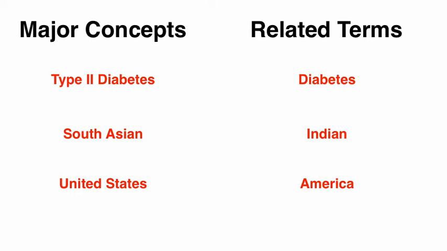Now, United States is a part of the Americas. They're not equal, they're not the same word. But if I find a paper on South Asians with type 2 diabetes anywhere in the Americas, that's going to be relevant for the United States.